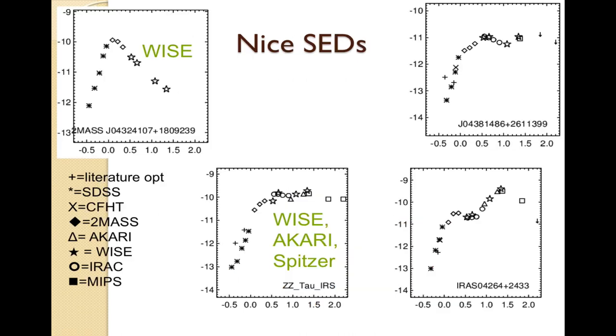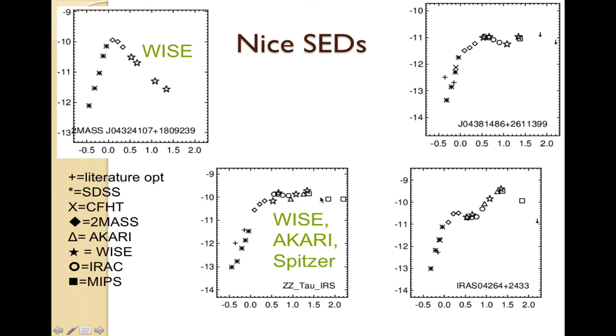So here are some nice SEDs for some of those objects. Again, it's energy as a function of wavelength, both in the log. And so I've combined data from a huge number of surveys here. The stars are Sloan data. The pluses are optical data from the literature. The X's, there's one there, come from the Canada-France-Hawaii telescope observations. The diamonds are 2MASS, J, H, and K. The triangles in here are from a Japanese mission called Akari. The stars are WISE data. The circles are IRAC data. And the squares are MIPS data.